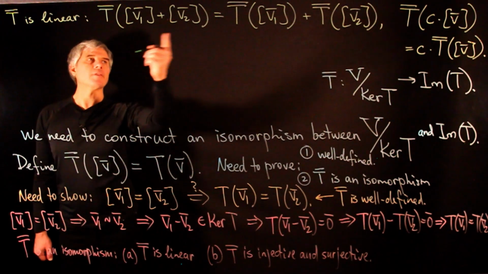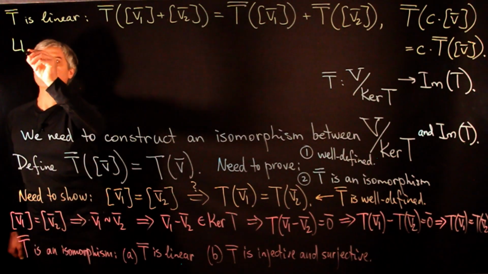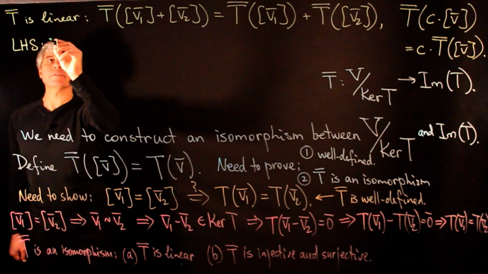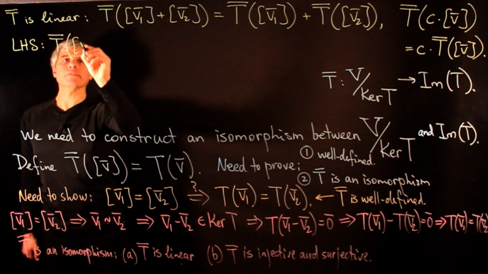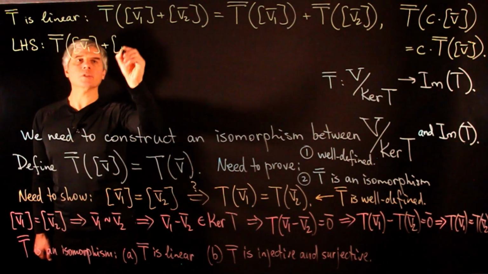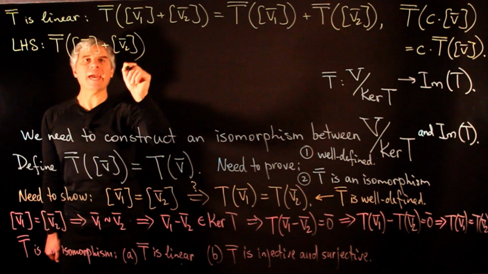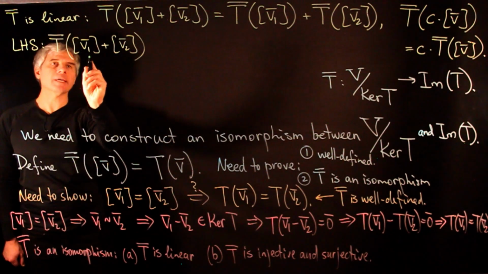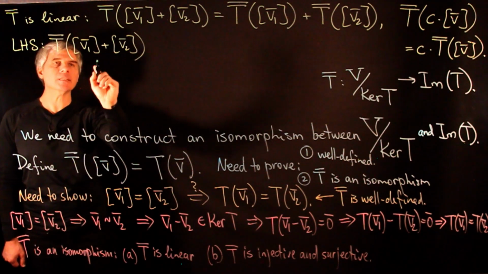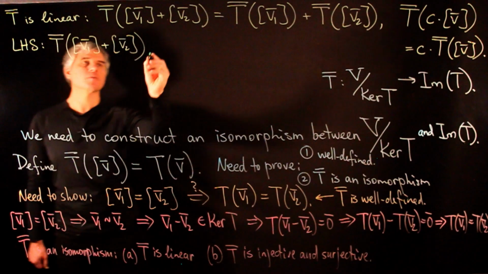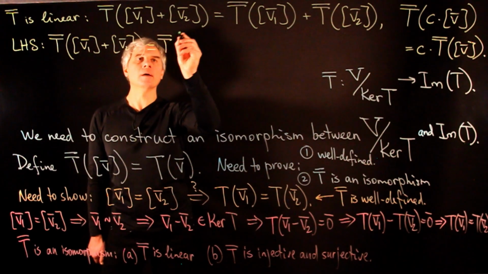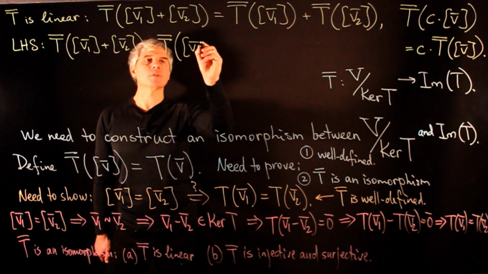Let us look at the first equality. So let us take the left-hand side. We have T bar of v1 plus v2. Now we add equivalence classes by taking the sum of the representatives and taking the equivalence class of the result. So this is T bar of the class v1 plus v2.